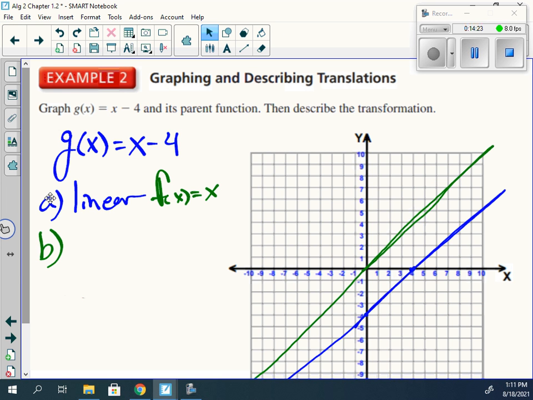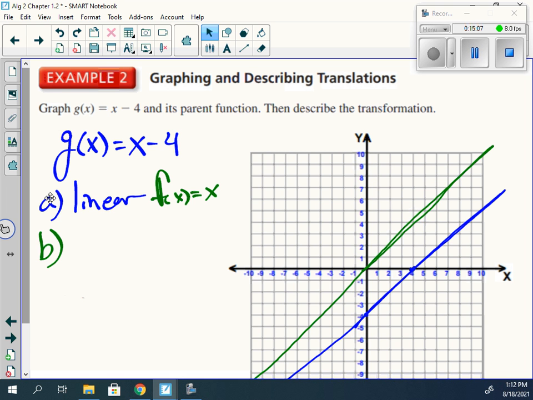Now, when we look at this here, the new one we have, g of x, has x minus 4. The parent had just x by itself, yes? So the x minus 4, is that inside the parentheses or outside? Outside. We don't have any parentheses, so it can't be inside. So outside the function, in our generic cases, is k. That's the only thing outside being added or subtracted, yes? And k does what? It moves it up or down.